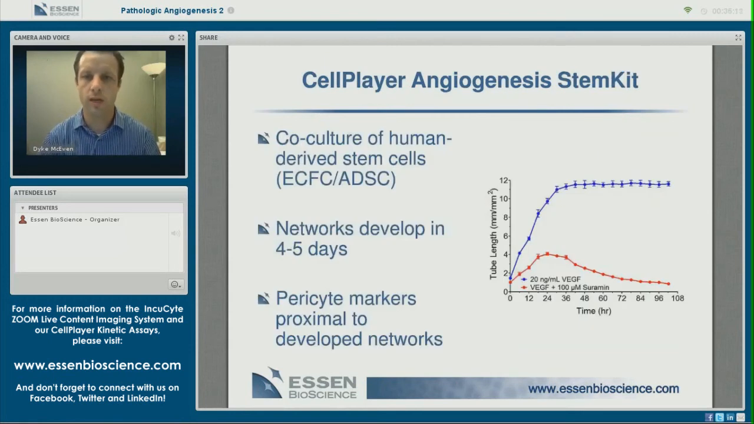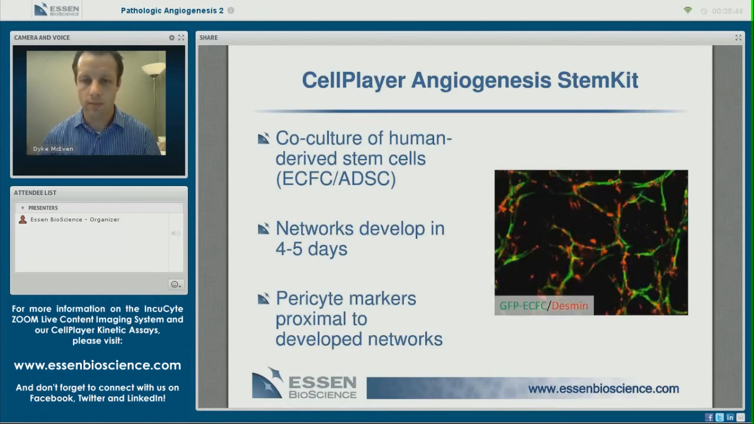So using our STEM kit, again, it's a co-culture of human-derived stem cells, ECFCs and ADSCs, where networks develop in the first 4 to 5 days. You can see that here, where growth factor is added at time 0, and VEGF stimulates tube formation very rapidly and then stabilizes over the next 3 to 4 days of the assay. Using a general tyrosine kinase inhibitor, Suramin, we're able to completely inhibit tube formation down to 0 at 100 micromolar Suramin.